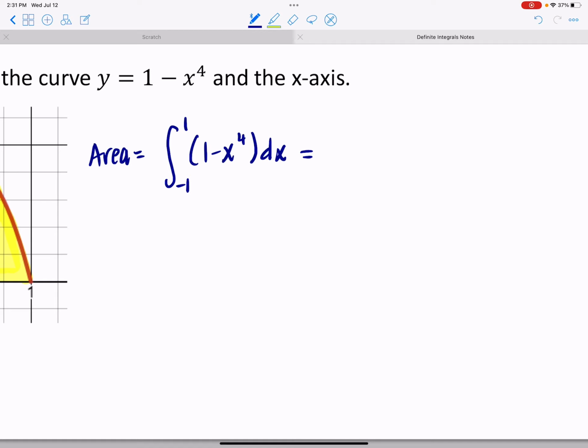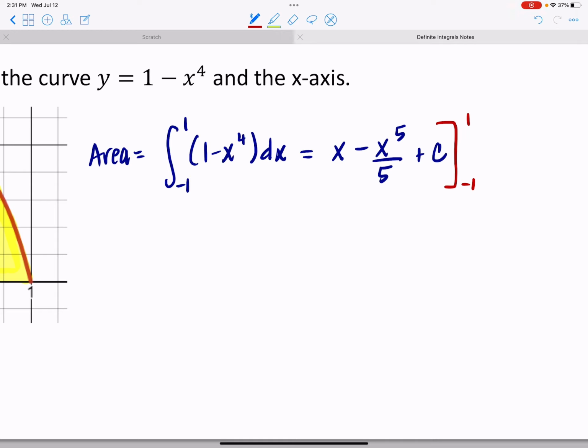We want to find our indefinite integral, so we can just use our power rule for each of those terms separately. The integral of 1 is going to be x, minus the integral of x to the 4th, which would be x to the 5th divided by 5, and then technically plus c. So there's our indefinite integral, and now we want to evaluate that at the upper and lower limits, the upper, the larger number, being first.